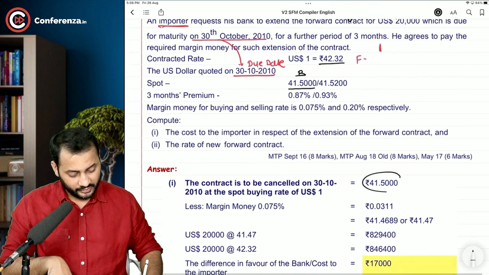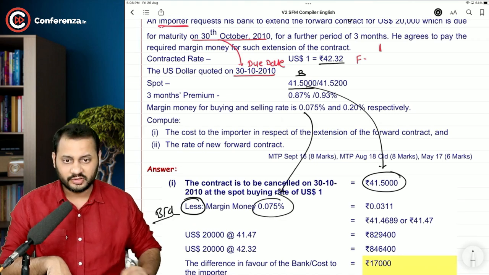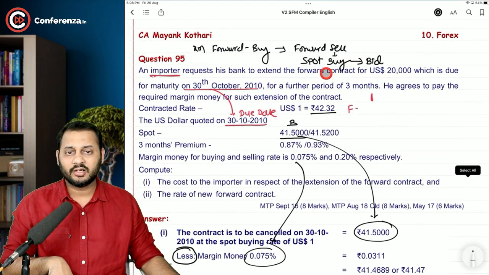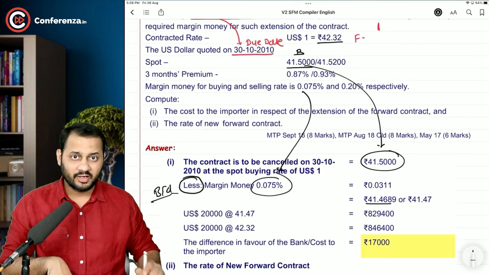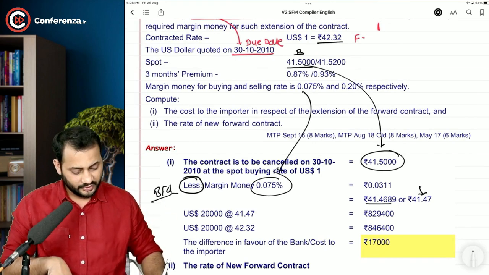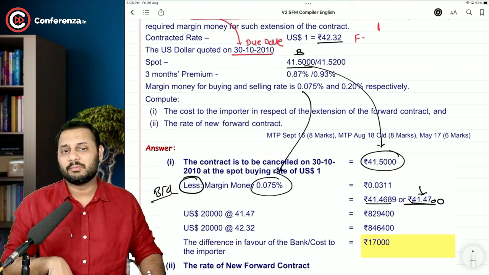So 41.50, and you can see we are deducting margin from the bid rate, that is 0.075%. So the new rate that we have to make applicable to the customer is the spot buy rate, that means the bid rate. So bid is 41.50, and it will come to this point, which will be rounded off to the nearest 0.0025, which comes to 41.4700. Now this becomes the buying rate for the bank.